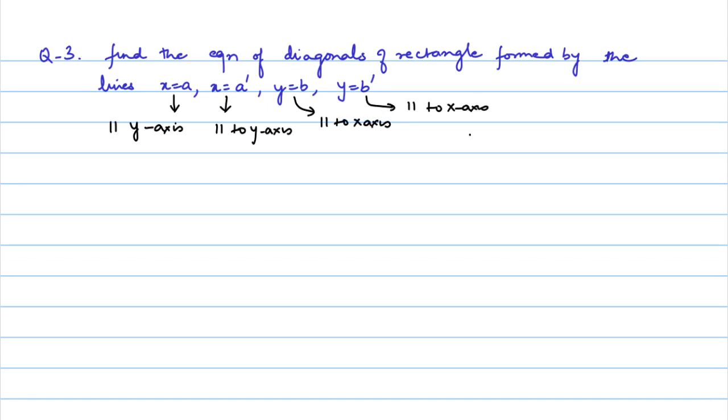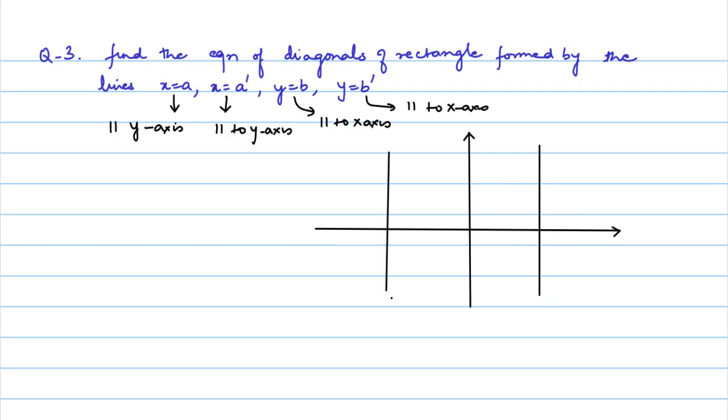Now if we look closely, we do not know the signs of a, b, a dash, b dash, but we definitely know they are parallel to the x-axis and y-axis. Now suppose x equal to a, assuming them to be positive, this is a line parallel to the y-axis at a distance of a. Similarly, we have a line x equal to a dash. We can also draw like this. Let's say this is x equal to a dash. This is the x is equal to a line, and this is the x equal to a dash line. Both of them are parallel to the y-axis.